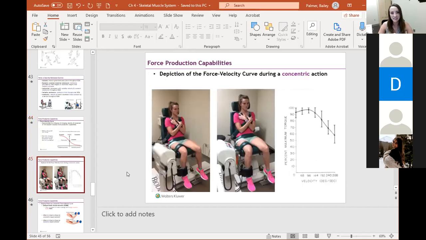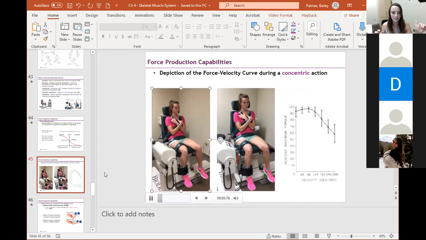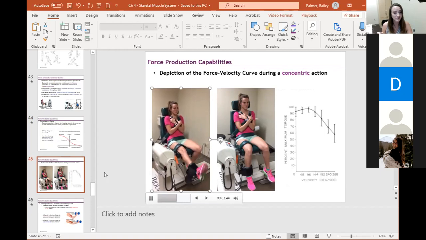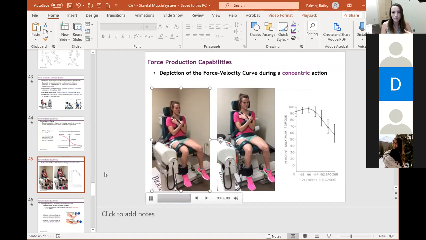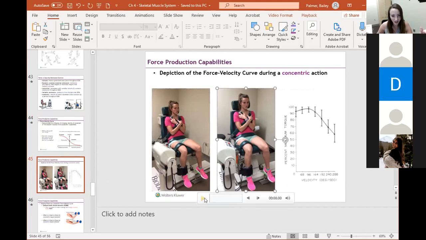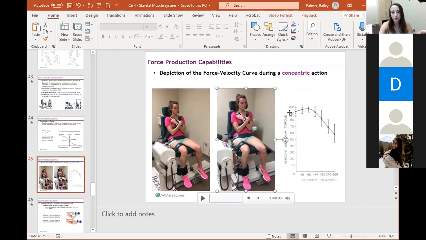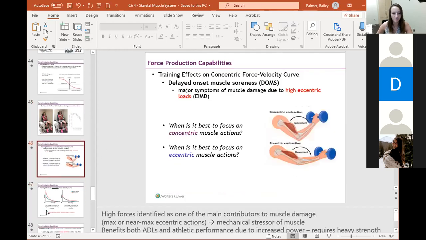I also showed this video right here, and I showed how if I do a very slow kick, I have a lot of time to recruit motor units. And you see in this graph here that my force, my torque, which is another word for rotational force, is going to be really high. But versus this video right here, when I kick out really quickly, the force is going to drop. The reason the force drops is because the movement is so fast, there's not enough time for optimal motor unit recruitment. So that's really all that force velocity curve meant.